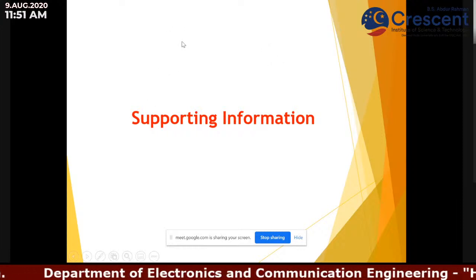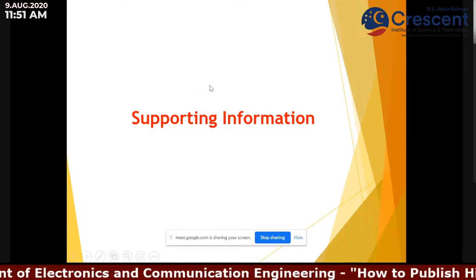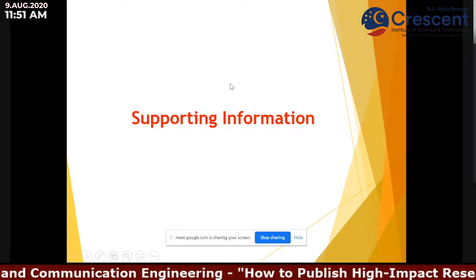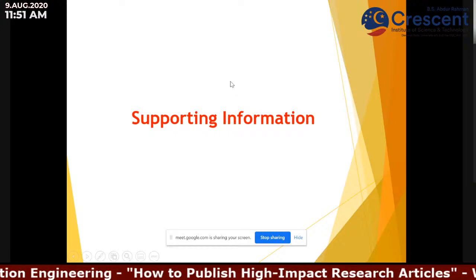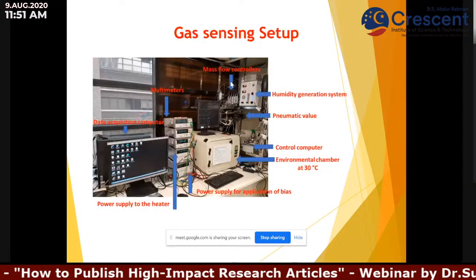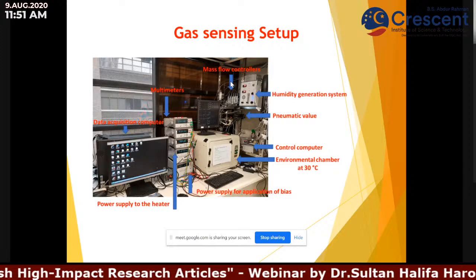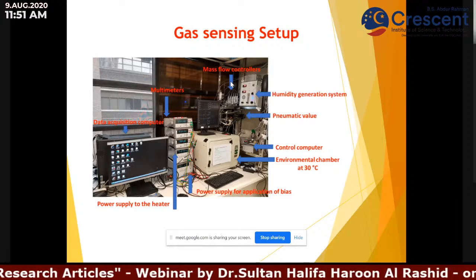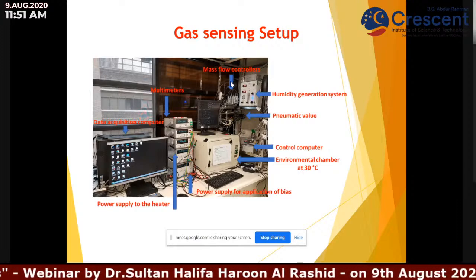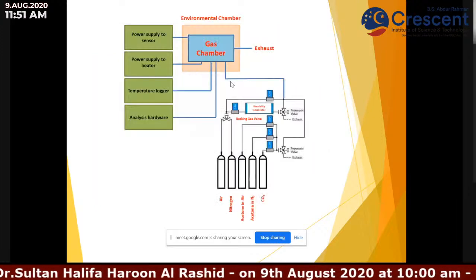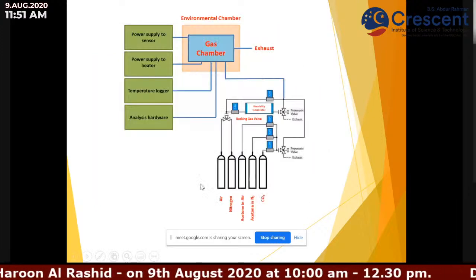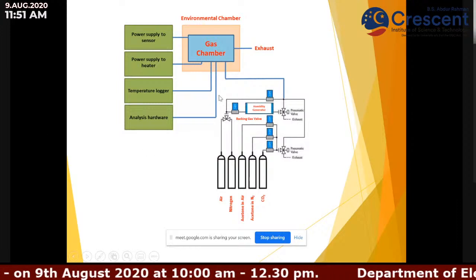But when you show your experimental setup, when you show how you did it in a proper way in the supporting information, that will actually convince him. So what I do every time I publish a paper, I put this gas sensing setup of mine in the supporting information. I even show them the block diagram of my sensing setup.